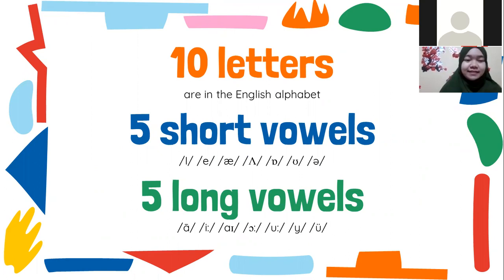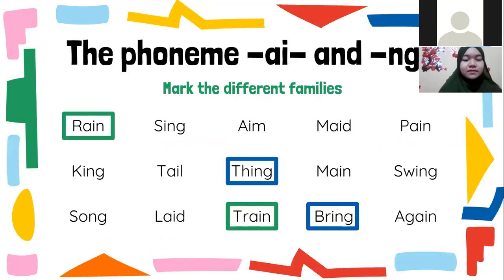Before going to the content, there are 10 vowel letters in the English alphabet: 5 short vowels and 5 long vowels. You can see that in the PPT. There are the phonemes I and ng, which mark the different families. The words rain, think, trains, bring, and other words are shown in the PPT. You can see that.